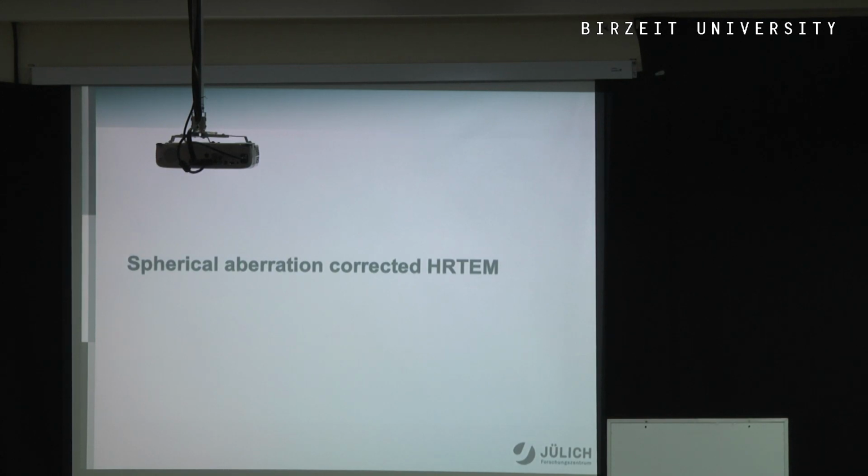Now, that was what happens if you have an electron microscope with aberrations in the objective lens. And I started off by showing an image of an electron microscope that would have been state-of-the-art 20 years ago. But 20 years ago, there was a revolution in electron microscopy, and that was the development of hardware aberration correction.